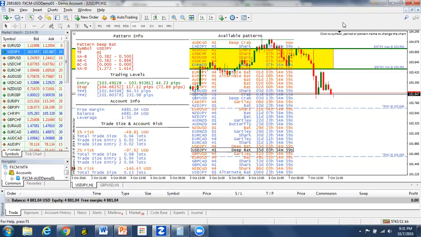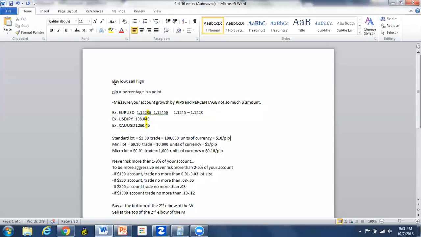Let me see what we have here in the chat. How is the amount determined on the take loss and take profit margins? Okay, I'm gonna break that down right now. So again, guys, this game is about buying low and selling high.